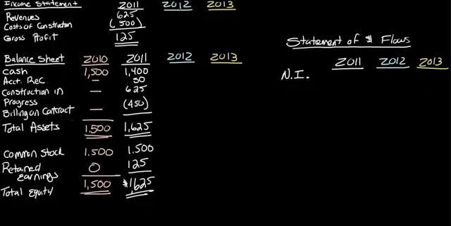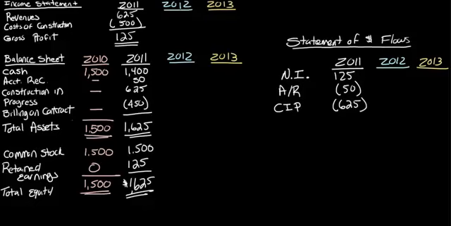Let's look at the statement of cash flow as the last piece. We're going to start with net income, and that's going to be $125. And now we're going to look at the changes in the accounts. Remember, on the asset side, it's always beginning minus ending. So our change in the accounts receivable account is a negative 50 because it went up by 50. Construction in progress, and I'm going to start labeling that CIP, that's a negative 625.